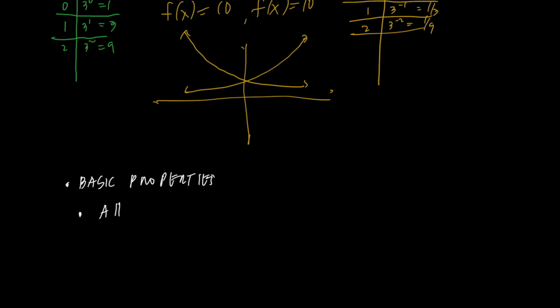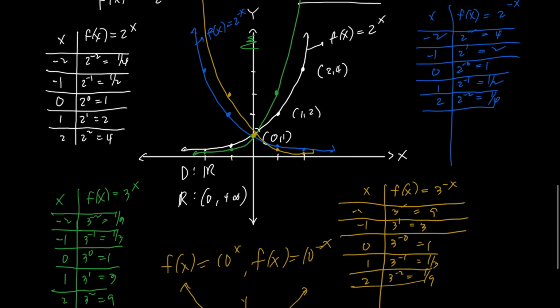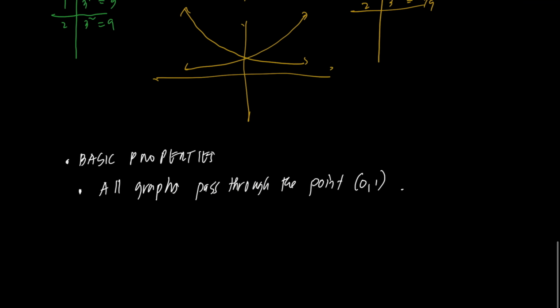Okay, that's right. All graphs pass through the point (0, 1). So all graphs pass through the point (0, 1) here. Okay. Next.